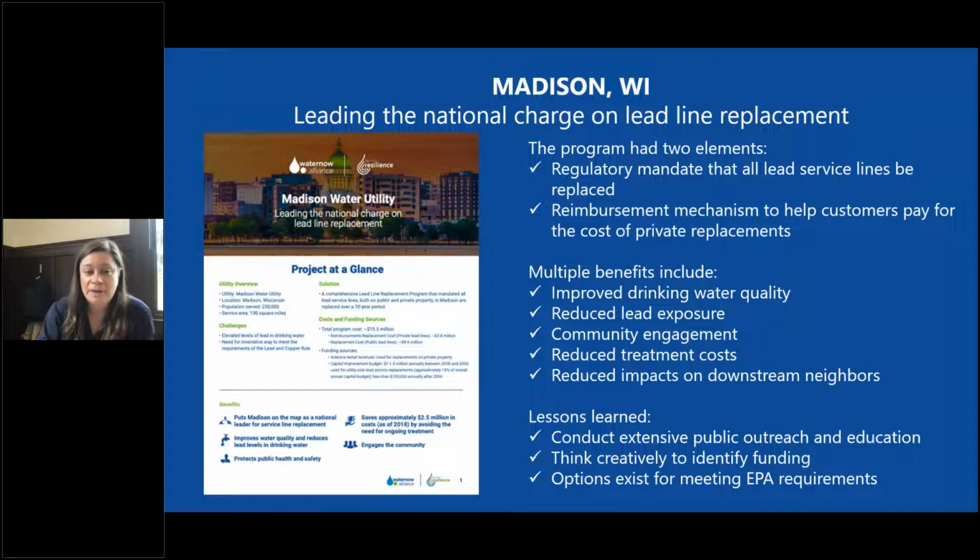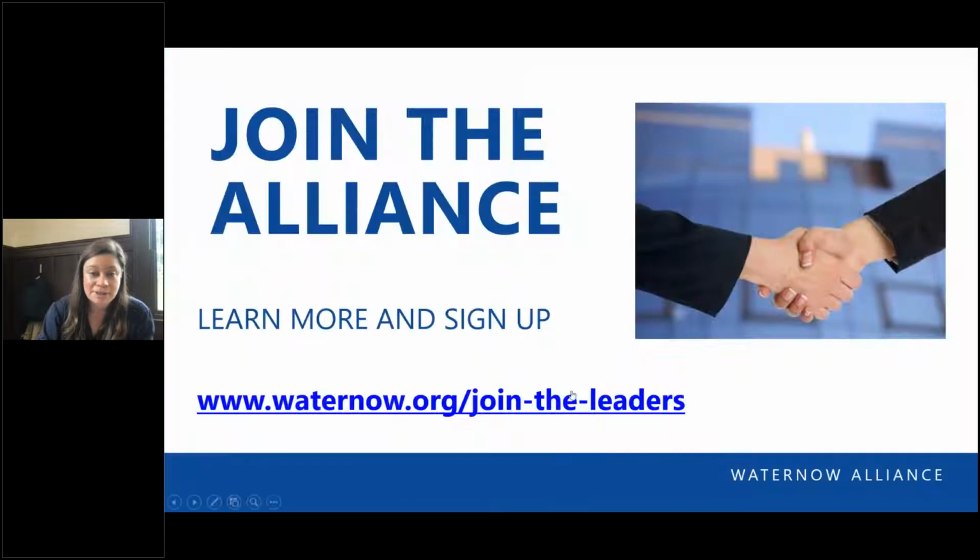Some of the multiple benefits here: not only did this help reduce residents' exposure to lead and improve drinking water quality, but by also not using a treatment approach, the city realized reduced treatment costs and avoided impacts of that chemical treatment on their downstream neighbors. And certainly this was not a simple task. They had to coordinate with EPA and conduct significant outreach and education.